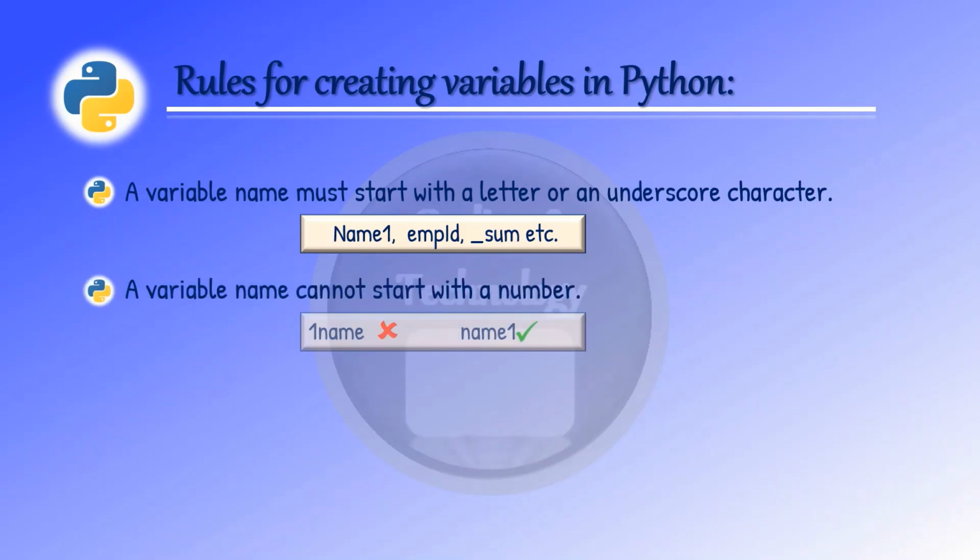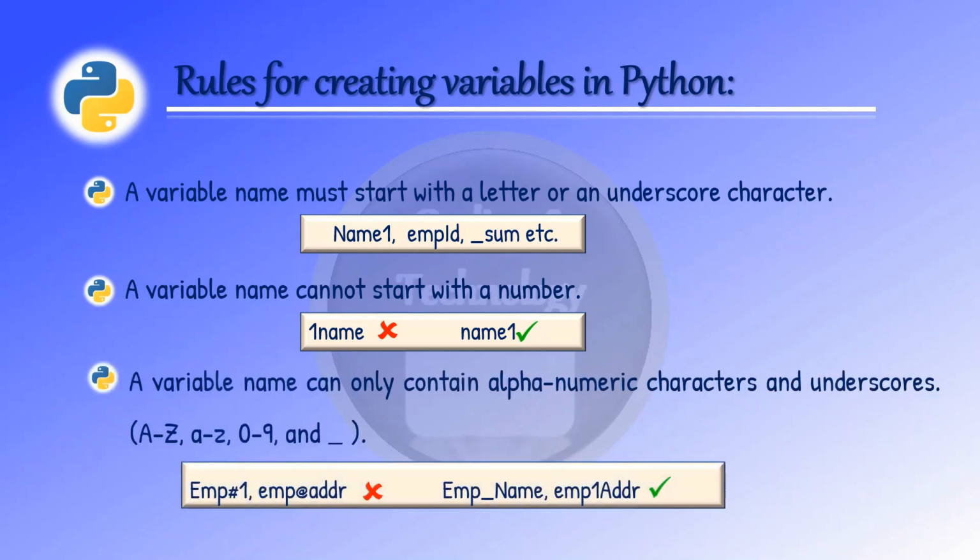A variable name cannot start with a number. It should be either a letter or an underscore character. For example, 1name is an invalid variable name, but name1 is a valid variable name.